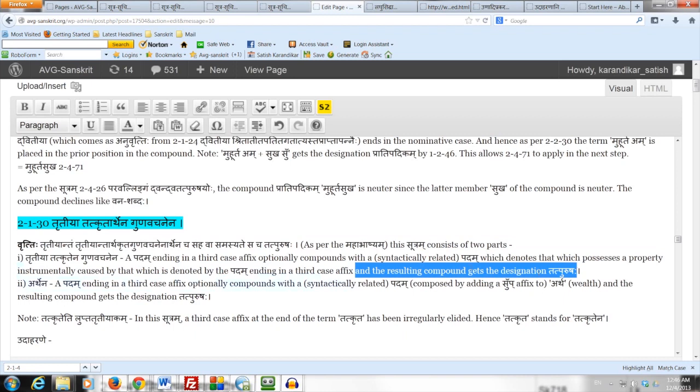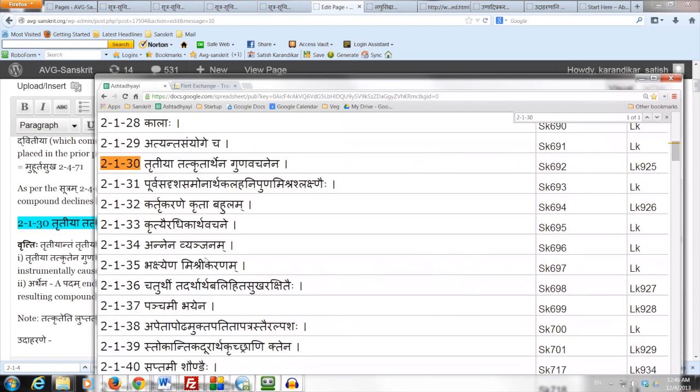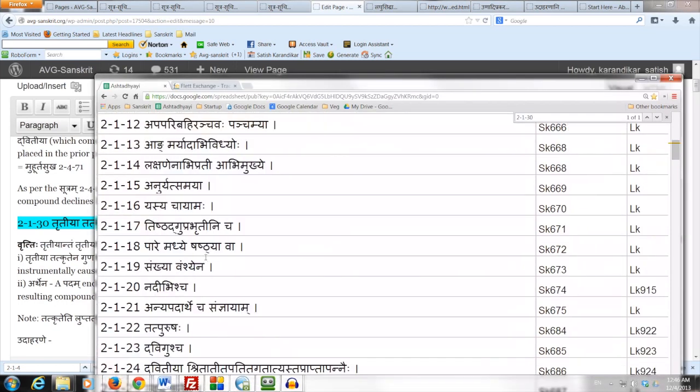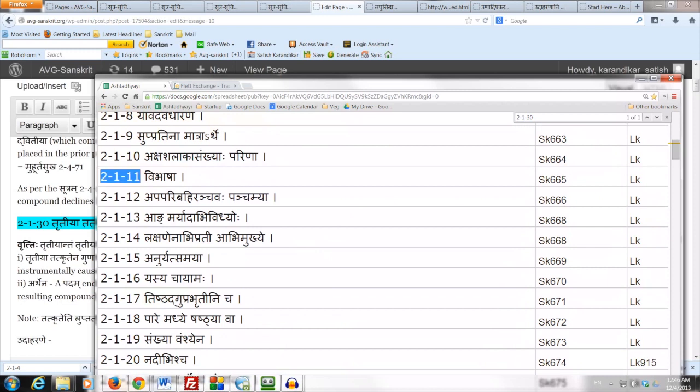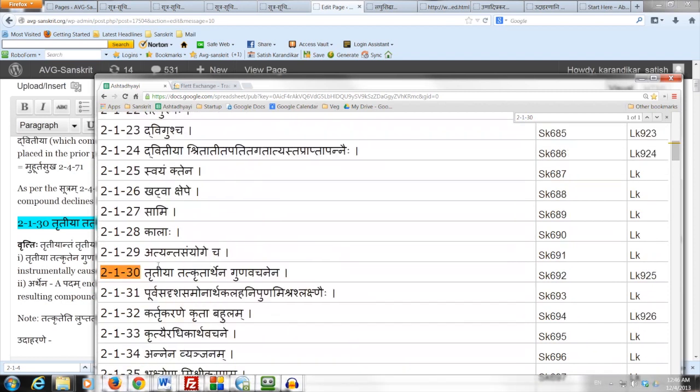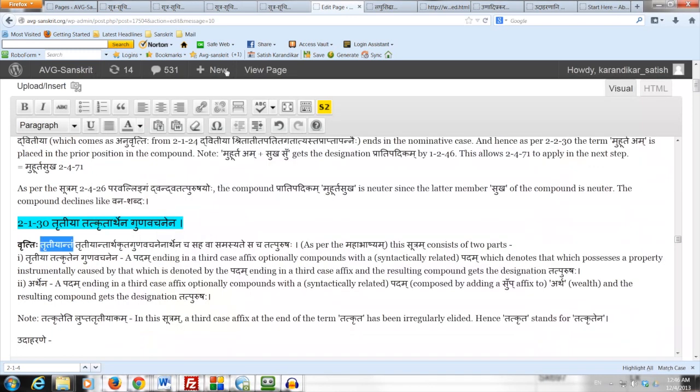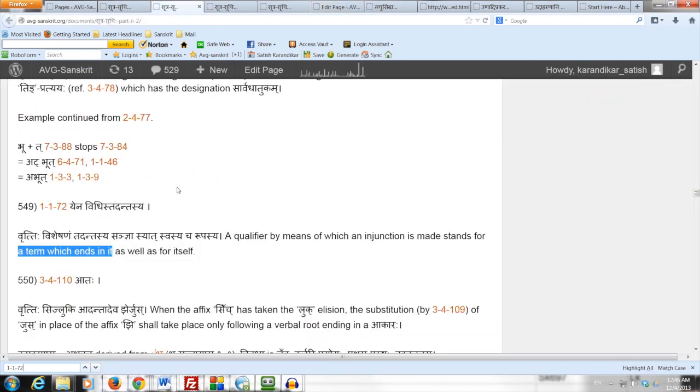Now we already know why this vritti says va, optionally, because we are in the adhikara of vibhasha, which starts from 2.1.11 and goes down to 2.2.29. We also know that Tritiya in the sutram stands for Tritiyantam as per the Paribhasha Sutram Yena Vidhistadantasya. So Tritiya means a padam ending in a third case affix.